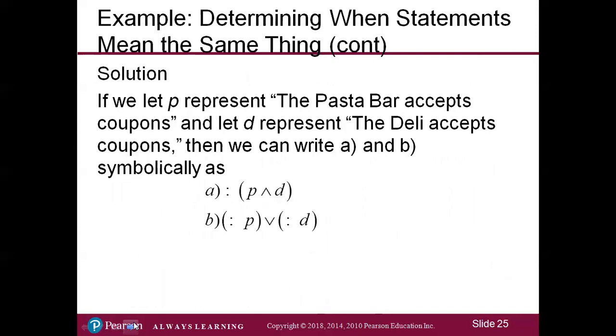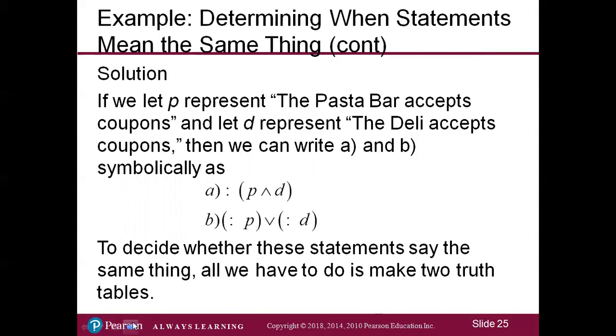If we let P be the pasta bar accepts coupons and let D represent the deli accepts coupons, then we can write A and B symbolically as not (P and D) versus not P or not D. To decide whether these statements say the same thing, all we have to do is make two truth tables.